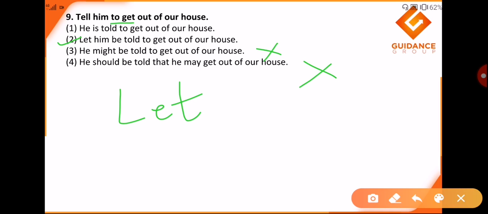"He is told to get out of our house." Now in this case it's "told", and "let him be told to get out of our house". You might see very close options, but again, in case of an imperative sentence we prefer using "let", hence we mark option number 2.